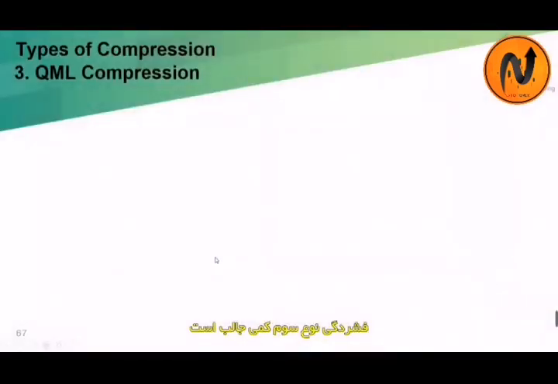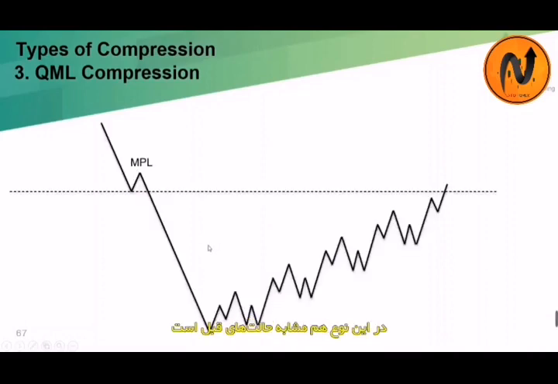Then the third type of compression is a bit funny, but it happens, though very, very rarely. It's called QML compression. So what does it mean?